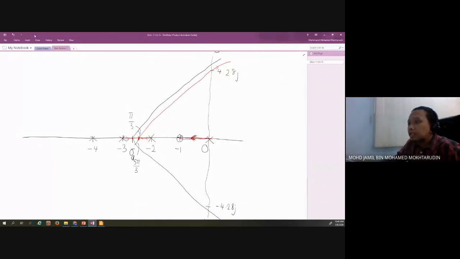Okay, abaikan garisan yang saya ingat. Okay, lukislah macam mana pun. Tapi dia akan cross JW axis crossing. Okay, so this is second branch. This is the third branch. So you have 1 branch, 2 branch, 3 branch. So we need 1 more branch, okay? Because you have 4 poles, meaning there are 4 branches.